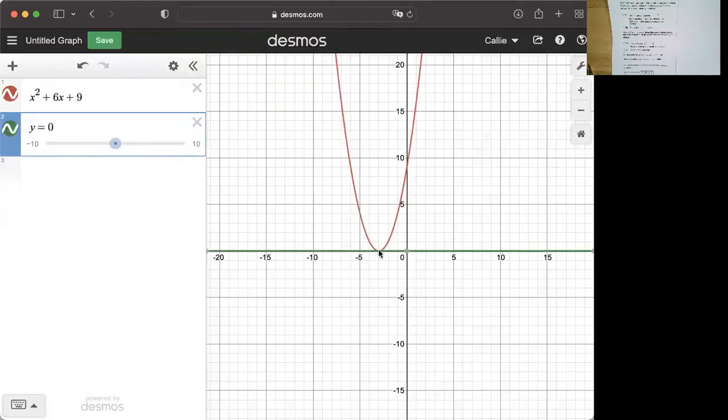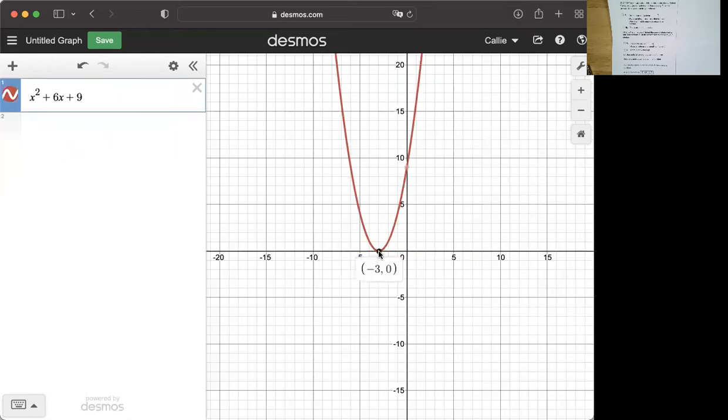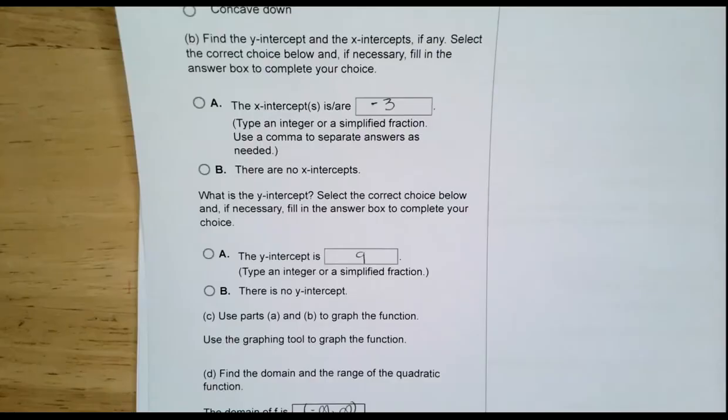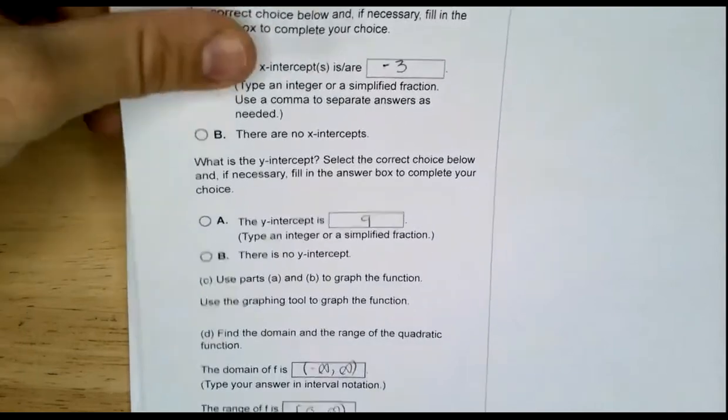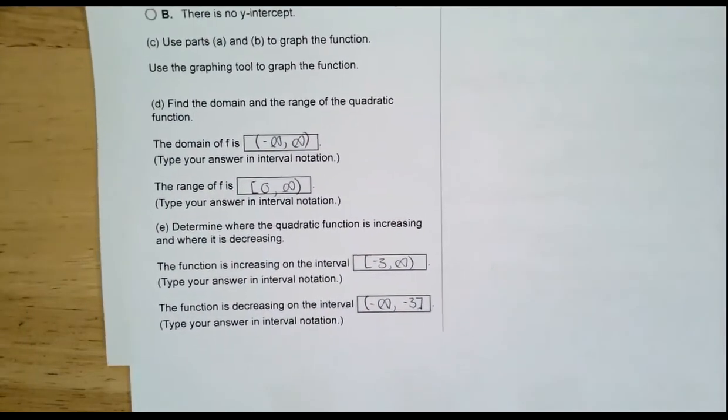So you see it changes right at -3, 0. So before -3, it's decreasing. So it's decreasing from -infinity to -3. It's increasing from -3 to infinity. Good.